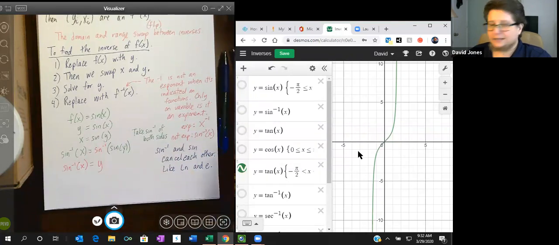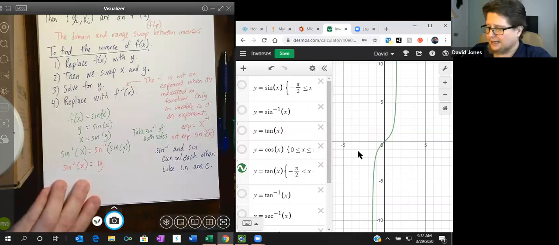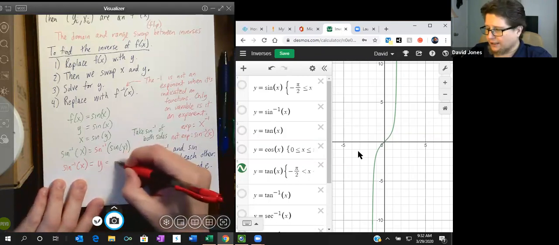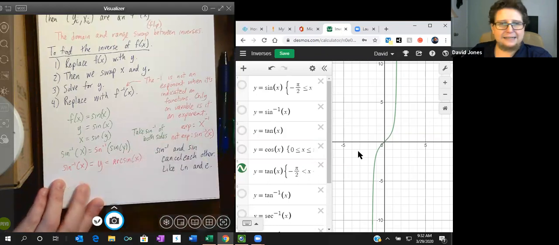They write this two ways. You'll see this different ways. So they'll write sine inverse like that. Another way they write it so that it's clear it's not an exponent, they call it arc sine. Same thing. It means the same thing.